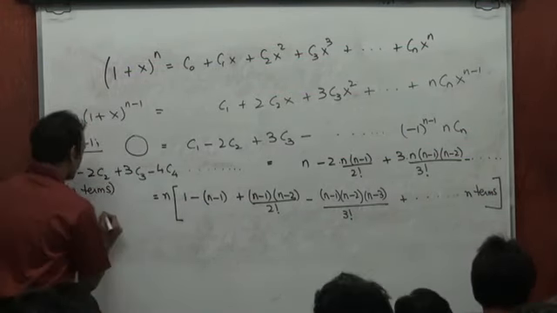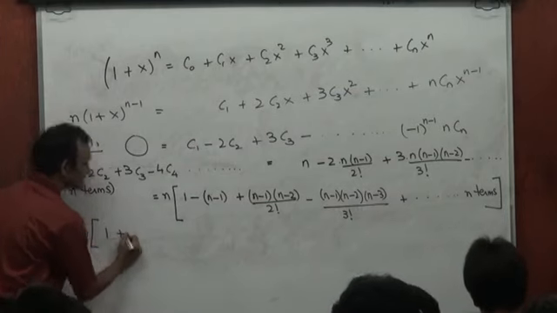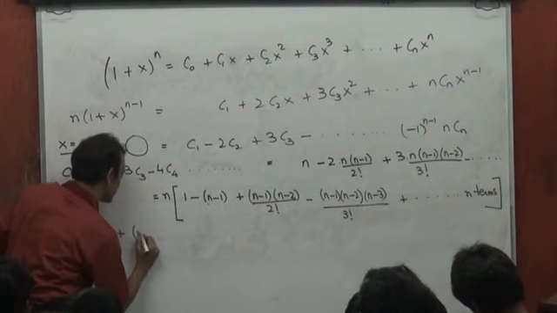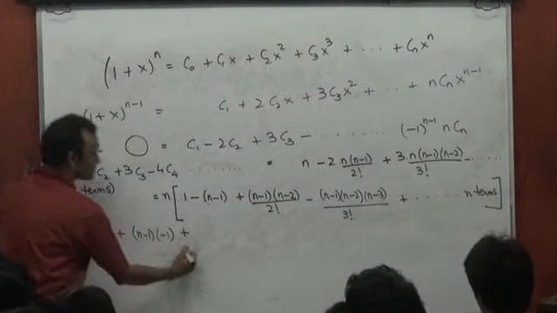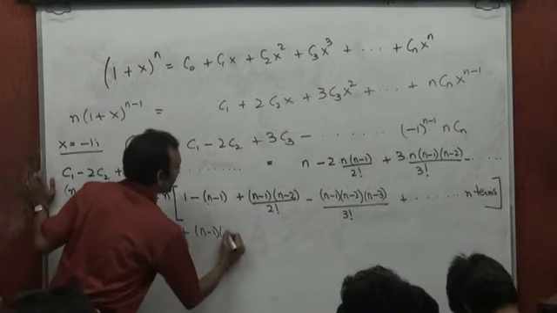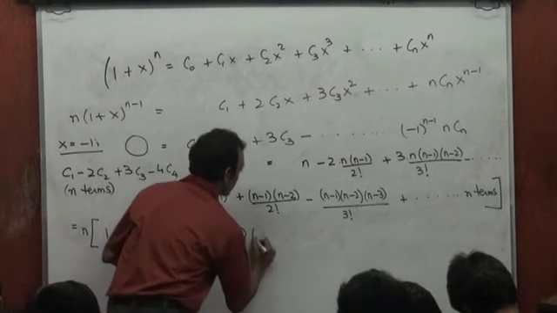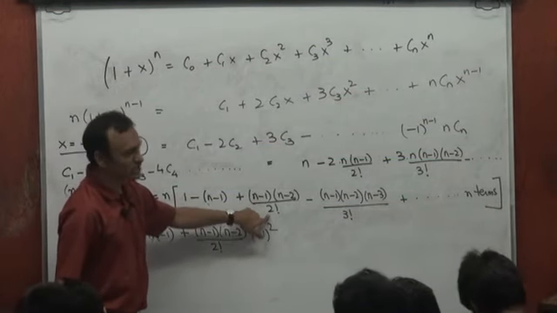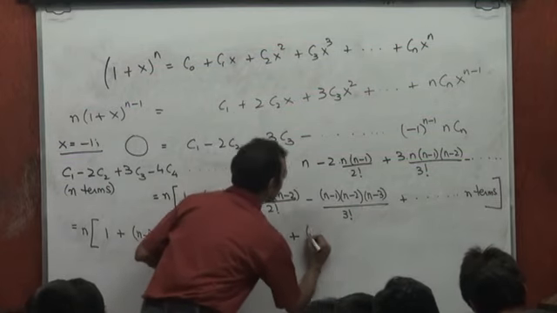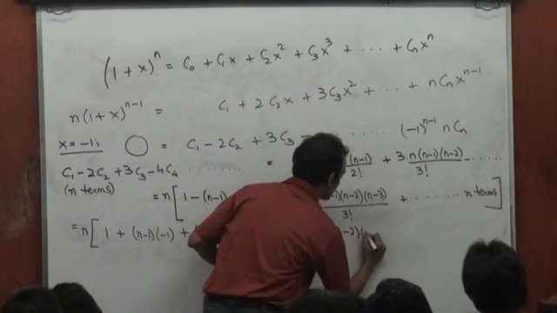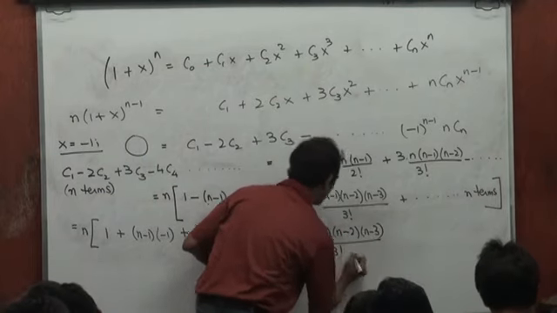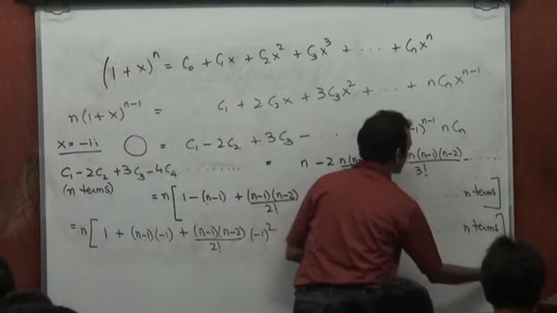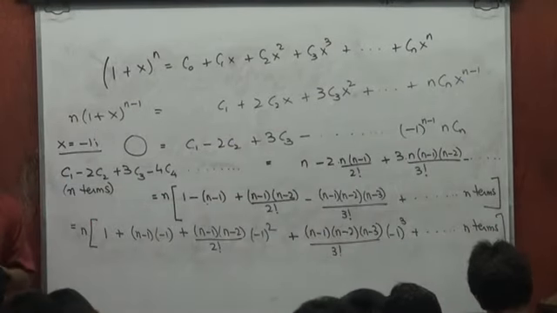Which you could write as n into 1 plus n minus 1 into minus 1. This is n minus 1 into minus 1. Then n minus 1 into n minus 2 by 2 factorial into minus 1 squared. Yes or no? Minus 1 cube. How many such terms? N terms. Yes or no?